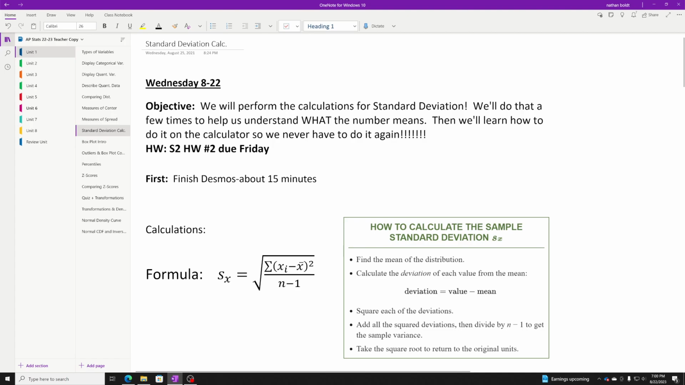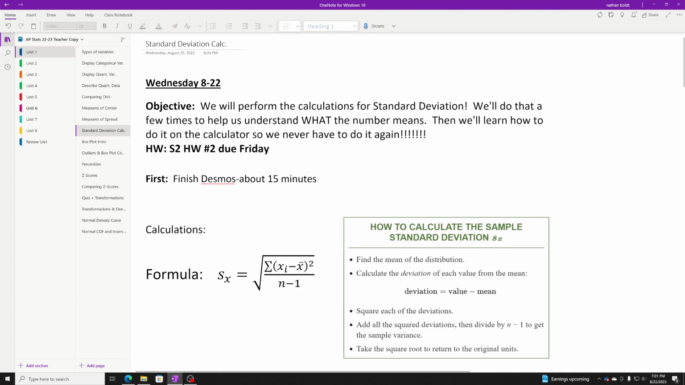All right, so if you haven't yet though, take 15 minutes to look at that Desmos that we started yesterday. So finish that Desmos up and then start this video over. But let's take a look at how to calculate the standard deviation.